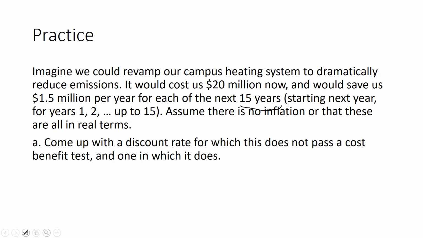So assuming no inflation and that these are all real numbers, or real terms, I should say, can you come up with a discount rate which passes our cost benefit test and one which does not? In case it isn't clear, I really mean to be exploratory here. I'm not asking you to solve it using logarithms or anything. What I want you to do is open up a spreadsheet and play around with some numbers and tell me what discount rates pass cost benefit, which do not.